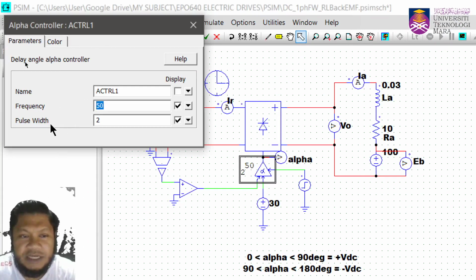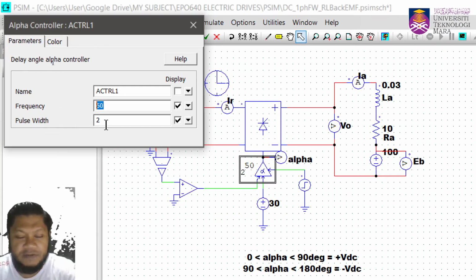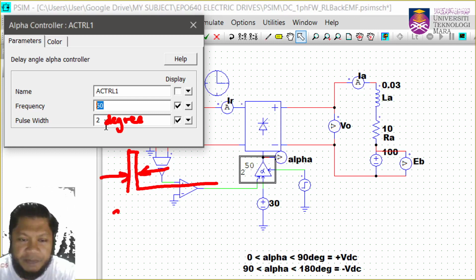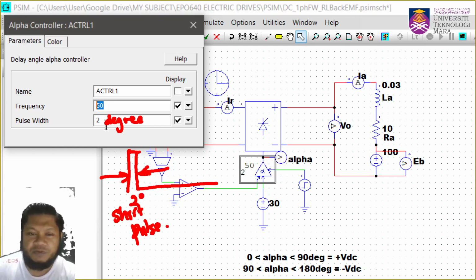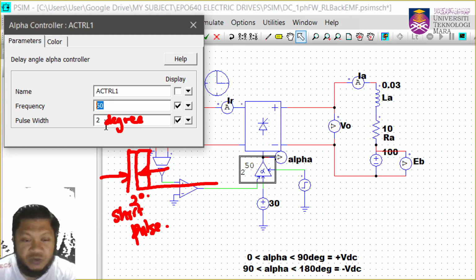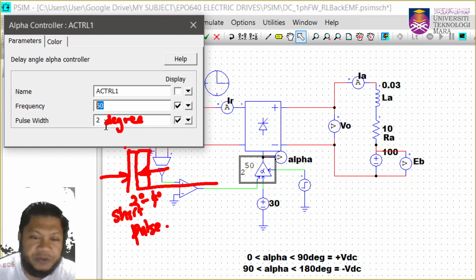Frequency 50 Hz, pulse width. The pulse width is actually the width of your pulse. So if you define 2, this means 2 degrees, so your pulse width will be 2 degrees only. So it's a very short pulse, isn't it? A short pulse through your circuit here, and the width is only 2 degrees. You can also put 4 degrees if you like, but normally you stick to a very low pulse, 2 or 4 degrees, very short pulse there.